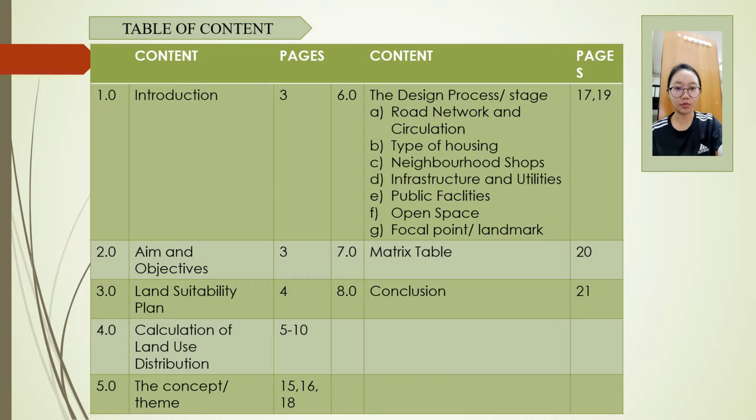I would like to present 8 contents. The first one is introduction, aim and objective, land suitability plan, calculation of land use distribution, the concept, the design process, the matrix table, and the conclusion.